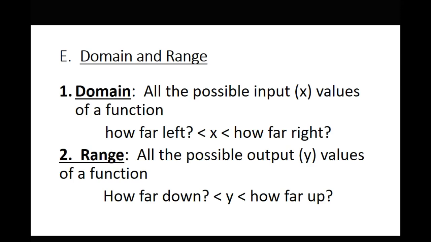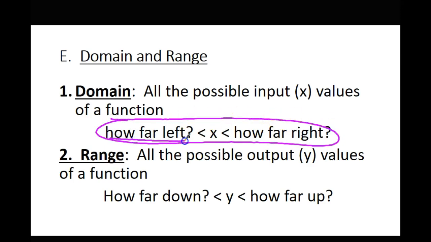So to find our domain, we're going to ask ourselves, how far to the left does our graph go? And how far to the right does our graph go? And x can be anything in between there. Okay? For range, it's going to be different. Instead of asking how far left and right, it's going to be how far up and down does our graph go? Because those are the possible values of y.